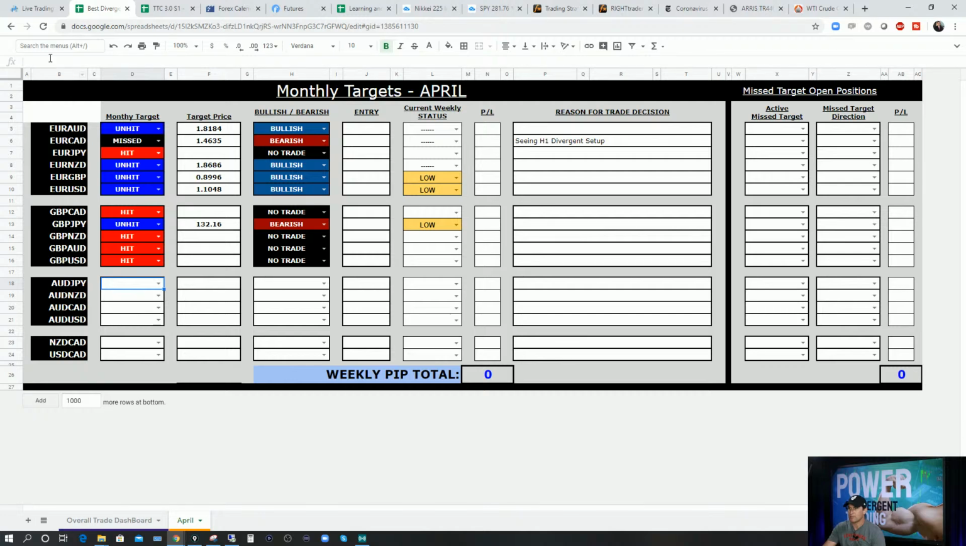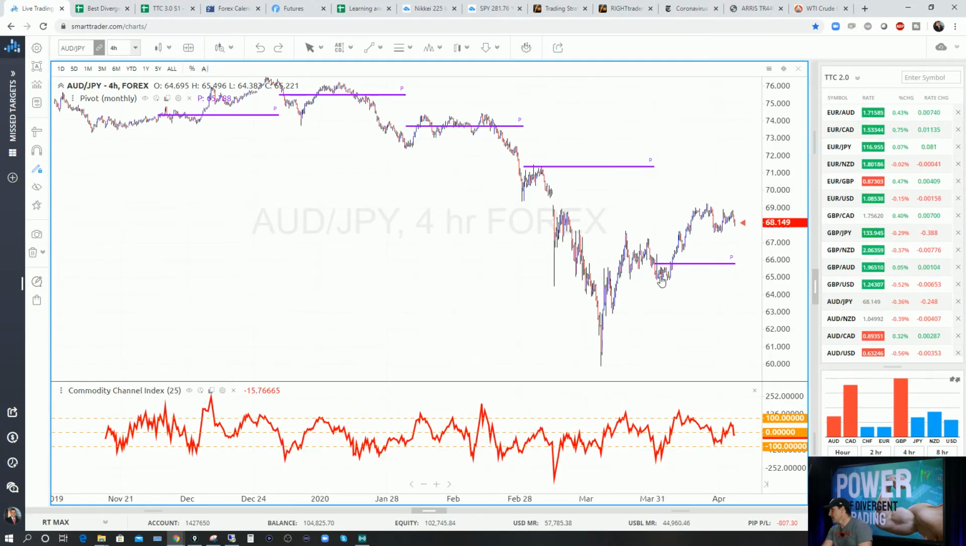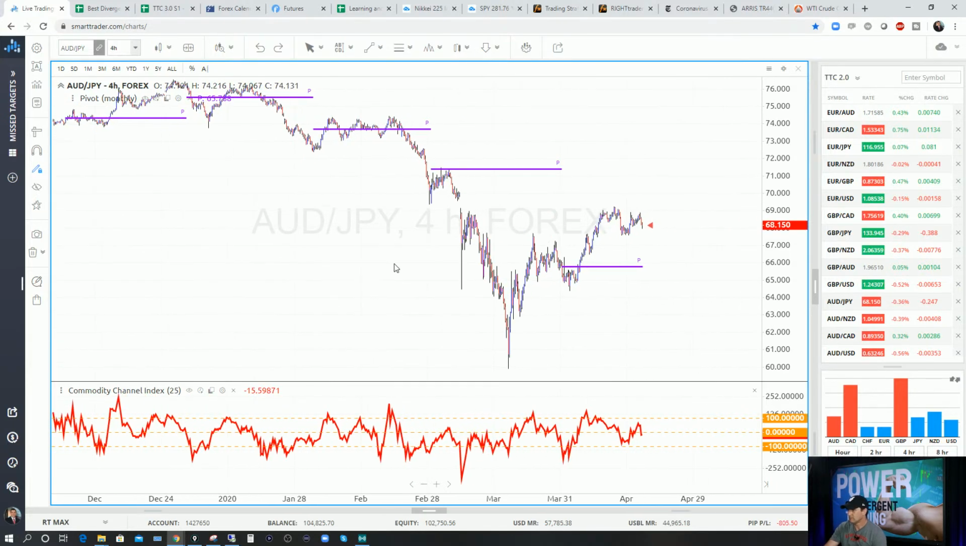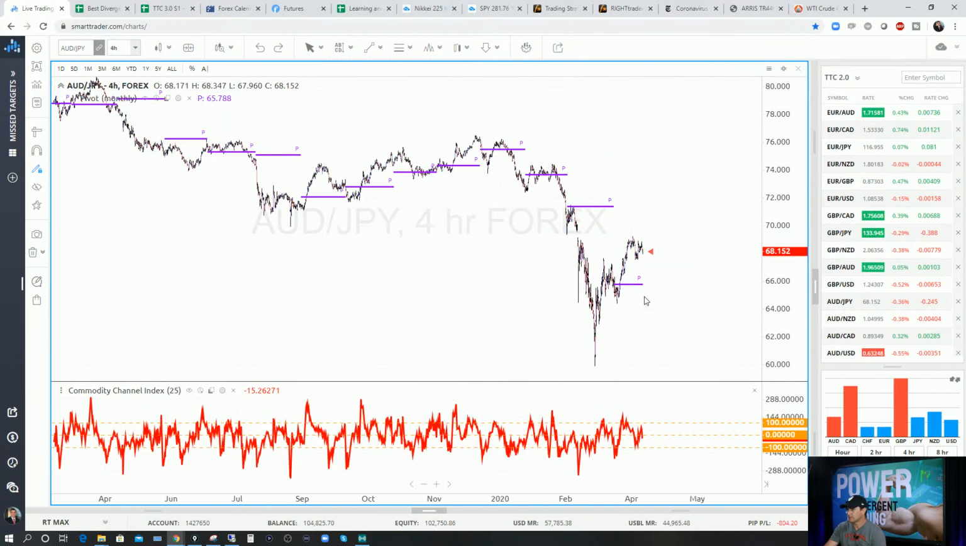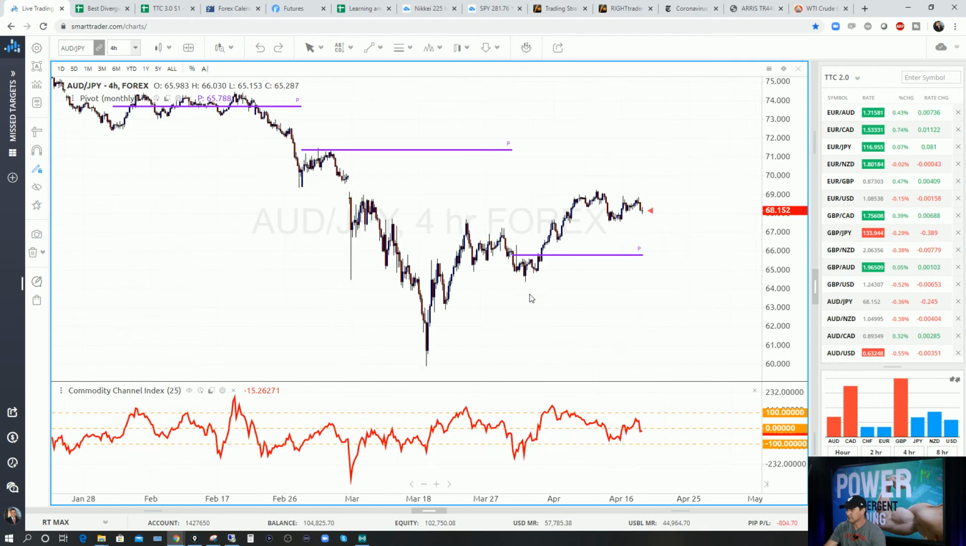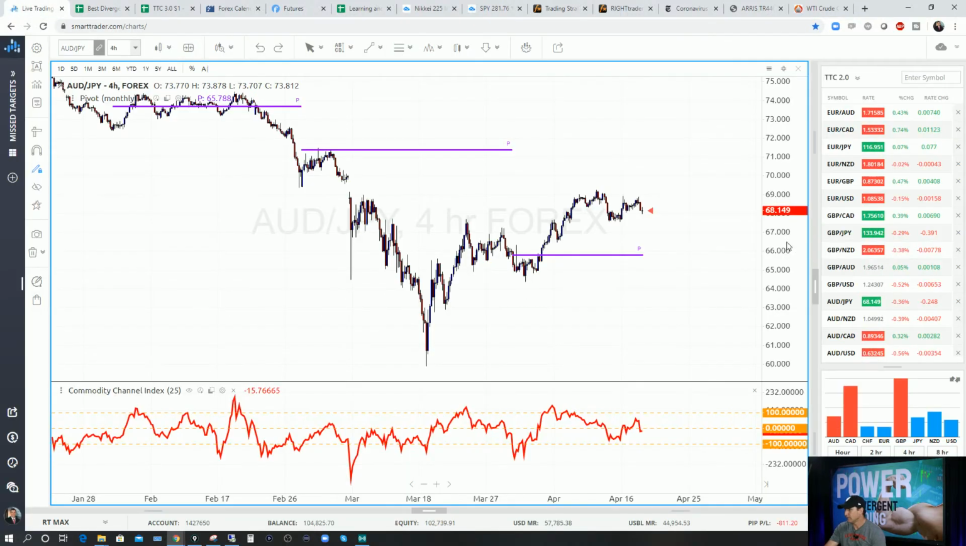And then let's go to Aussie JPY. And on Aussie JPY, we've got a target right here. Okay. Got a target right there. But both of them have been hit. So Aussie JPY not showing any opportunity for us as well. Let's go to Aussie New Zealand dollar.